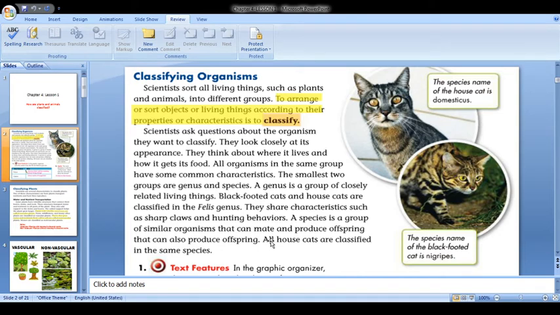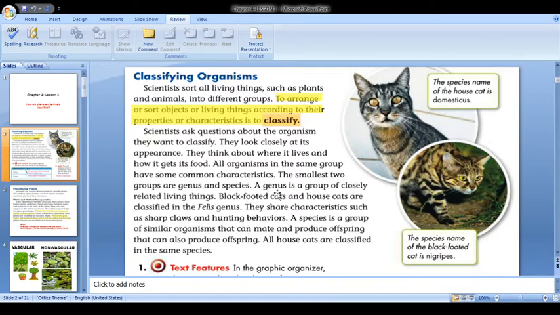Okay, so all house cats are classified in the same species. So house cats can be in the species also. And why are they in the species? Because they can produce babies, right? So these are the two examples they give you, showing that scientists make different groups.